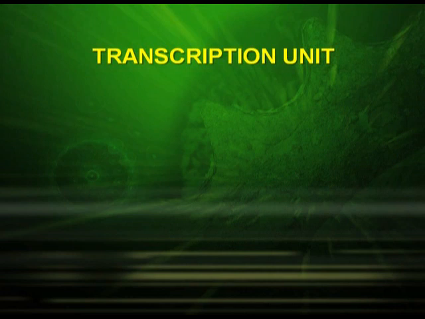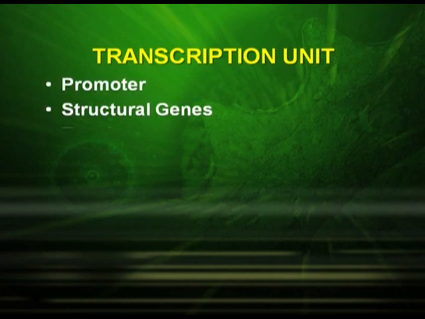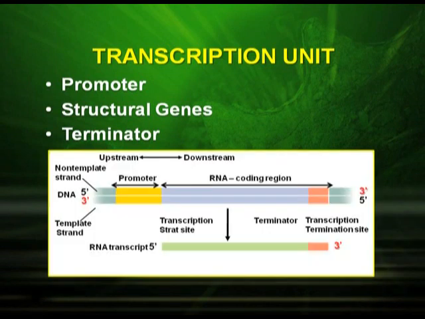Now let us see what a transcription unit consists of. There are 3 important regions in the transcription unit: promoter, the structural genes and the terminator. Now, if you look into the picture of the DNA strand, you can see the promoter region where the RNA polymerase comes and binds, the RNA coding region, and the terminator region where the transcription terminates or stops. So, there are two strands, 5' to 3' and 3' to 5'. The promoter site is located at the 5' end, whereas the terminator is located on the 3' end.